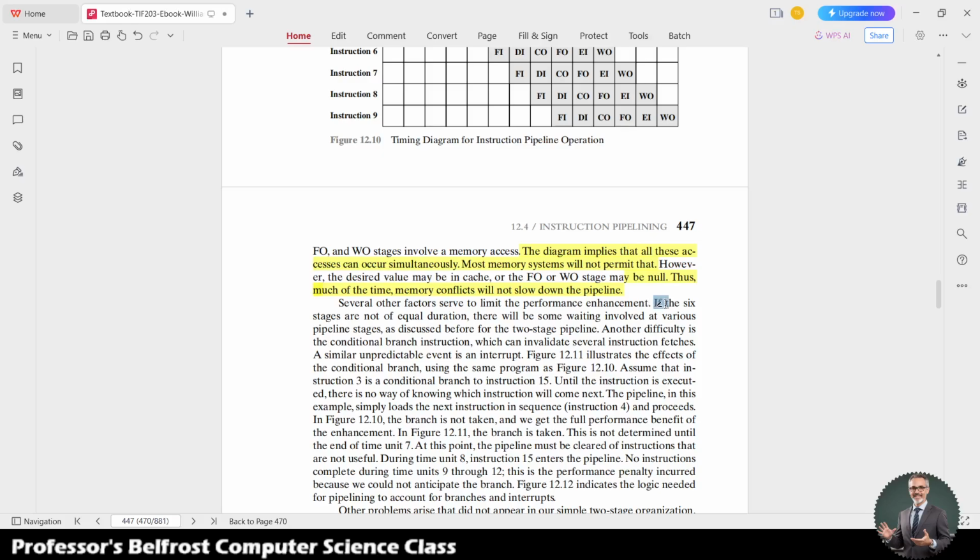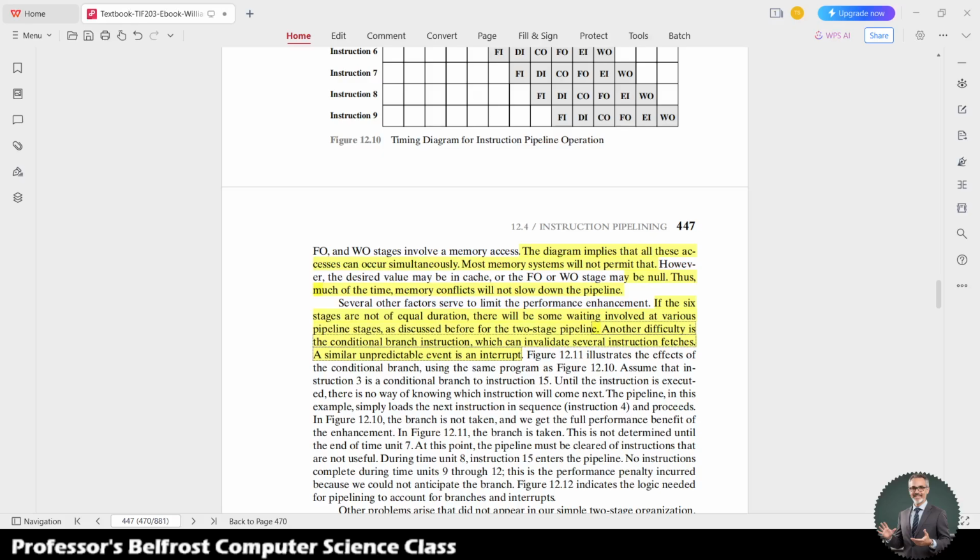So here's the important note. If the 6 stages are not of equal duration, then there will be some waiting involved at various pipeline stages, as described before for the 2-stage pipeline. And another difficulty is the conditional branch instruction, which can invalidate the instruction fetch. A similar unpredictable event is an interrupt.